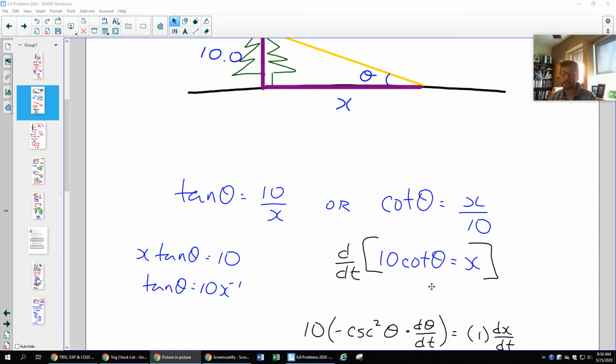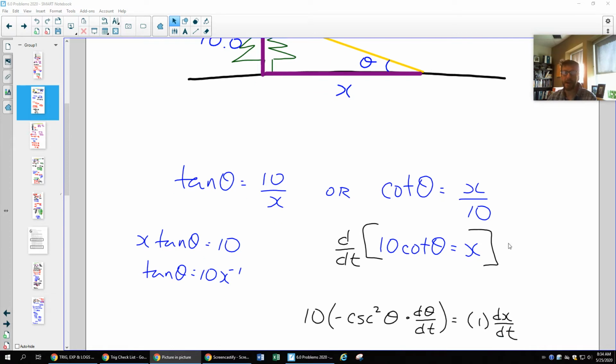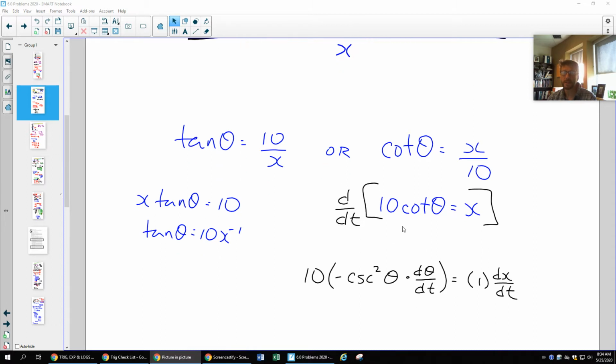And this is my choice. I'm going to work with cotangent in this one. So again, it doesn't matter. You could have chosen tangent to work with, but I chose cotangent. The derivative of cotangent is negative cosecant squared theta. And again, if this was more complicated than theta, you would have to use the chain rule. In this case, because theta doesn't match t, you get d theta dt. The derivative of x is 1, but again, because x and t don't match, you get dx dt. So now you have your angle rate and your shadow rate.